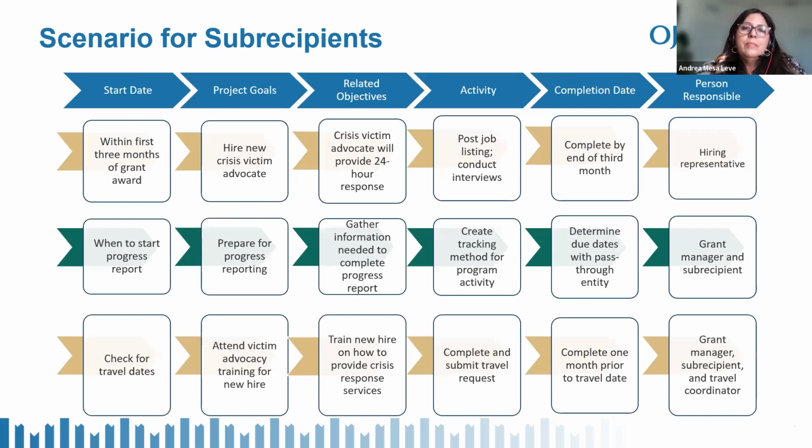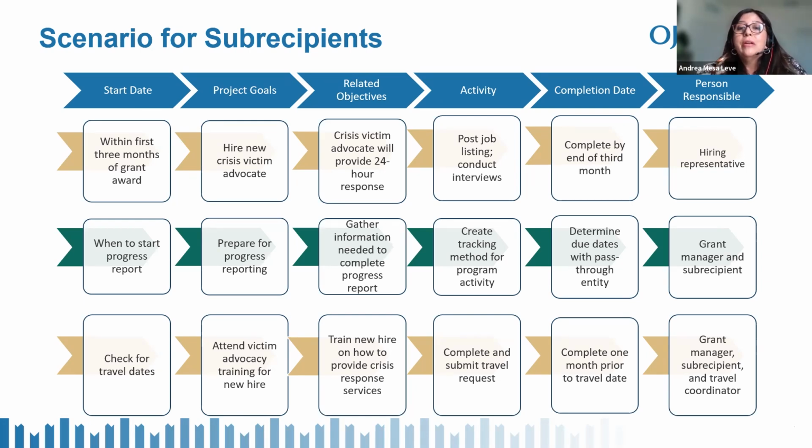Okay, so here's the example timeline for a subrecipient. Now this one is going to look a little bit different from the one before. For this one, we're only going to go through the middle row. That's the second row there in the middle. So here, the goal is to prepare your progress report. So you want to have your start date, and you want to determine when to begin working on that report.